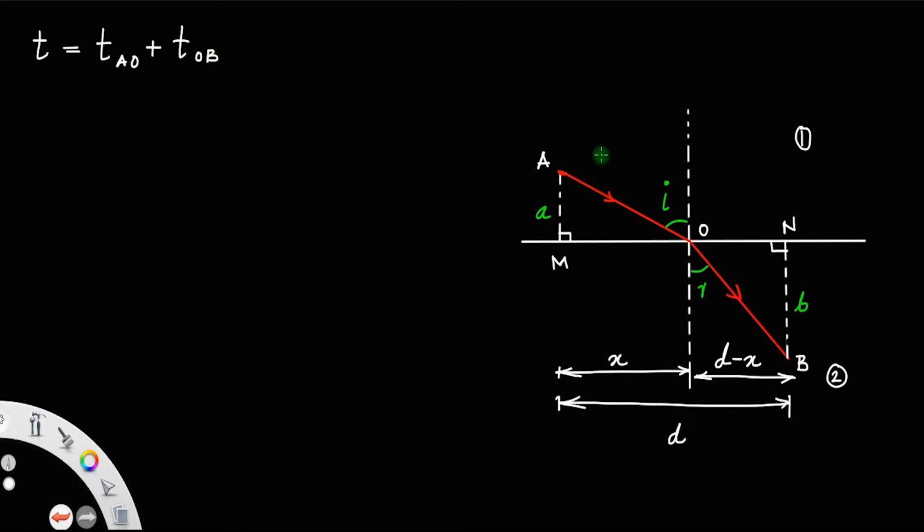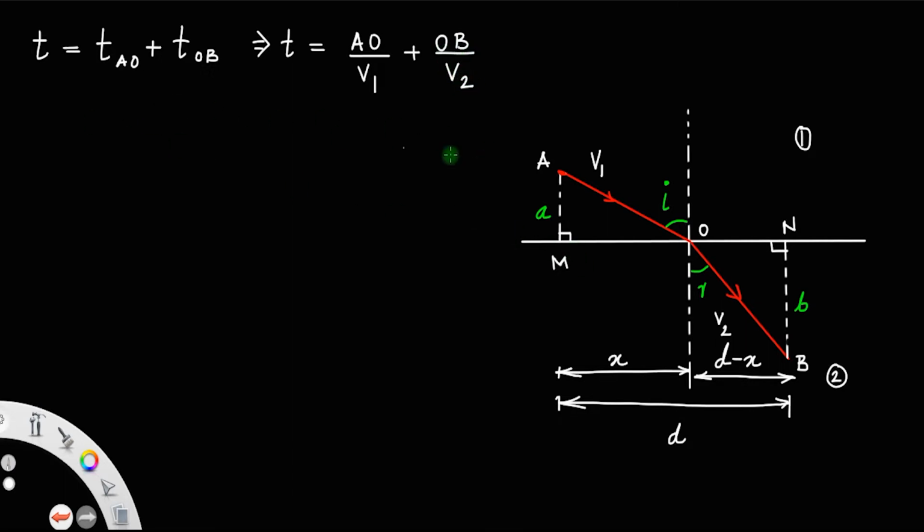Suppose V1 is the velocity of light in medium 1 and V2 is the velocity of light in medium 2. Then time is equal to distance divided by speed. Therefore T_AO is equal to AO divided by the speed in the first medium, V1. Similarly, T_OB is equal to OB divided by V2.